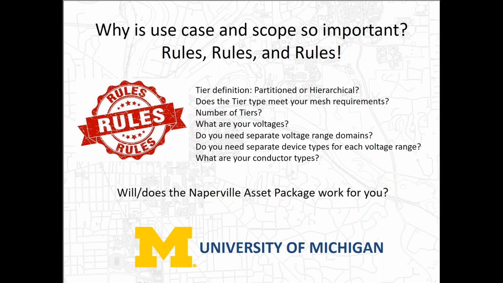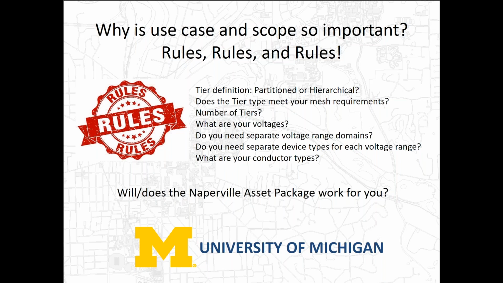What are the number of tiers that you want? What are the number of voltages that you're going to have? Do your different tiers need separate voltage domains? The domains get very large from a quantity standpoint, depending upon how you want to handle it. And do you need to separate your devices for each volt range? And as I mentioned before, what type of conductors are you doing?